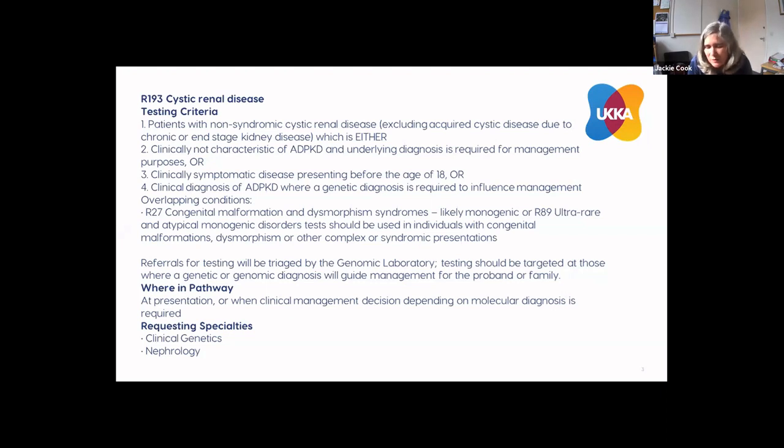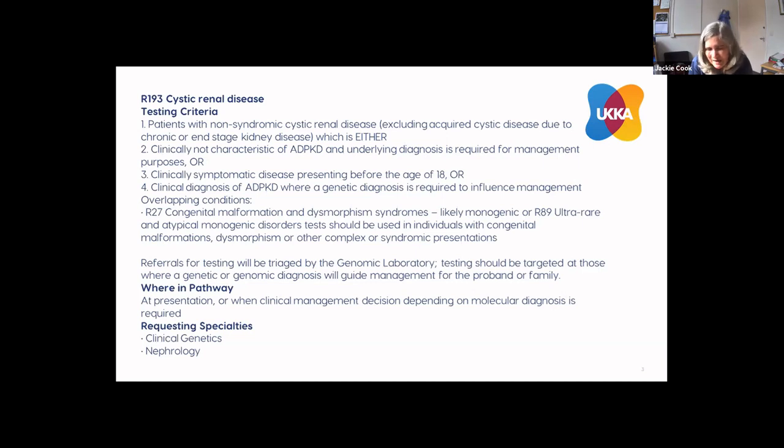So by non-syndromic, that would take out conditions such as tuberous sclerosis. A syndrome is associated with renal cysts or something like orofacial digital syndrome type 1. These are tested in a different way using panels of genes that are there for congenital malformation and dysmorphic syndromes. So this is just isolated renal cystic disease, and in particular those that are atypical.